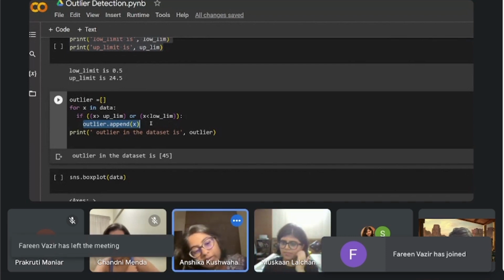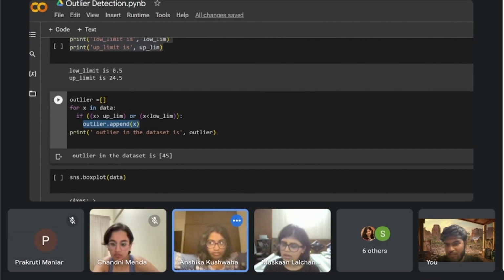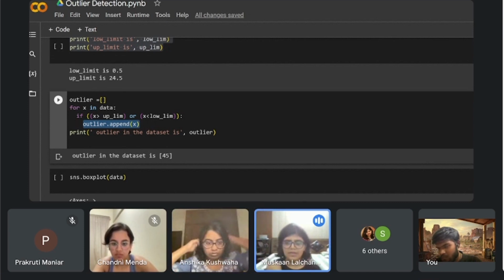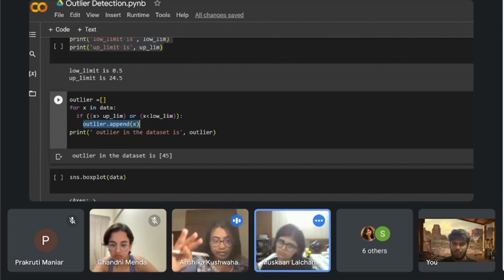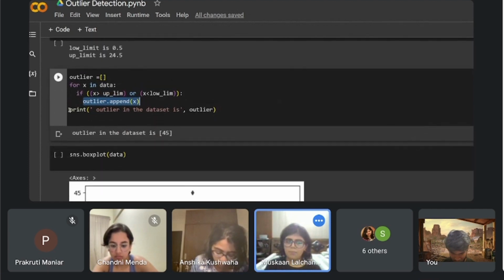Make sense? Got it. Now, if it is greater than the upper limit or smaller than the lower limit, then append it. Append means put it additively somewhere, like inside. Okay. So now print the outlier.